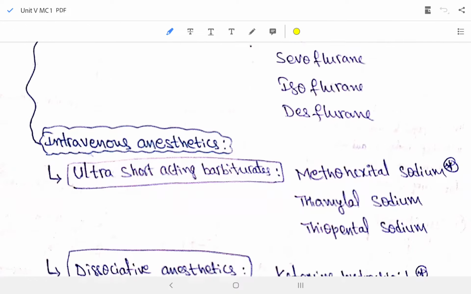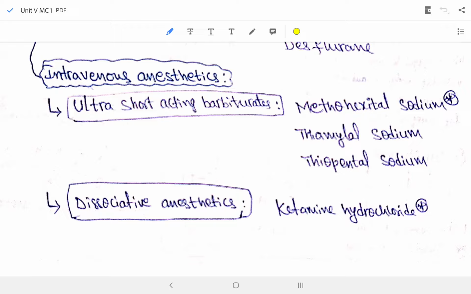Then coming to intravenous anesthetics, there are two categories again. One is ultra short acting barbiturates and the other is dissociative anesthetics. Ultra short acting barbiturates, you saw while we were dealing with sedatives and hypnotics, there I have mentioned the example methohexital sodium. For this you need to learn the synthesis. Thiamylal sodium and thiopental sodium. Sorry, I have told you thiopental sodium earlier while discussing sedatives. Fine. Then comes dissociative anesthetics. Example, ketamine hydrochloride.